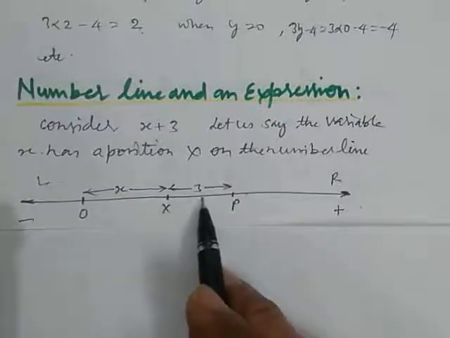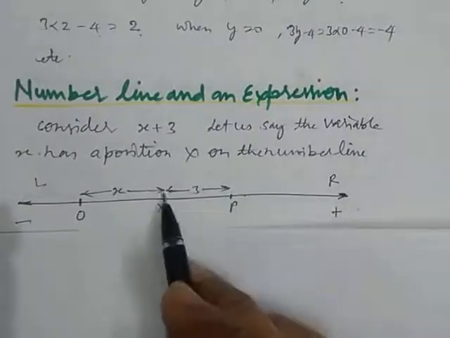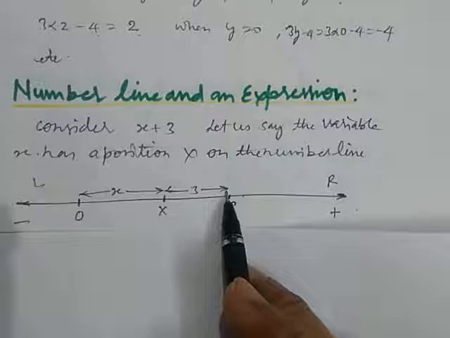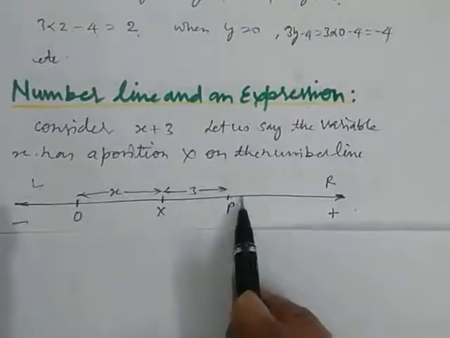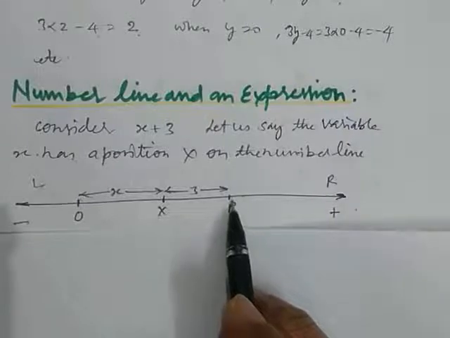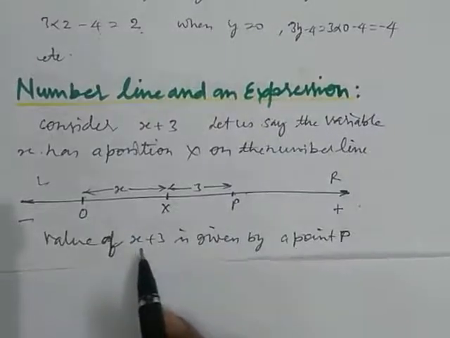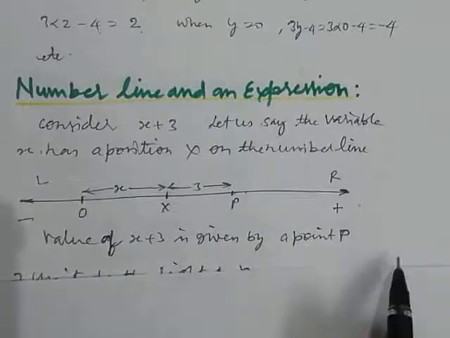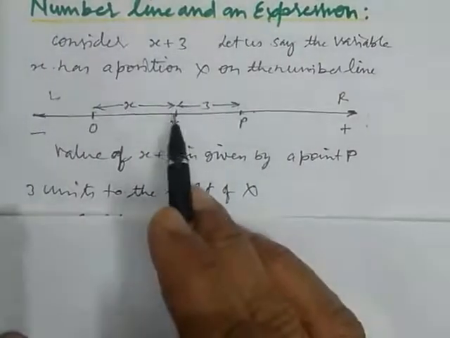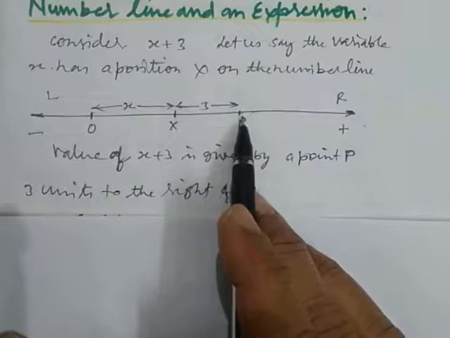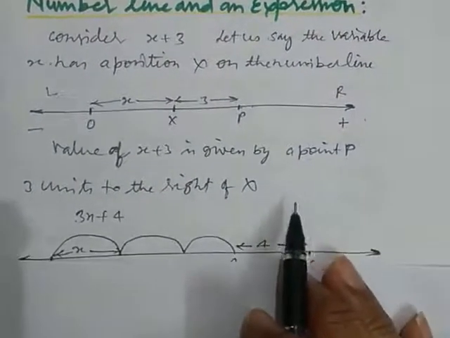Now our expression contains x plus 3, and this is the value of x. Adding this 3, because of the positive sign, we move to the right side. Moving 3 points to the right, we get the point P. So x plus 3 on the number line is the point P. The value of x plus 3 is given by a point P, 3 units to the right of x. This way we can express the expression on the number line.